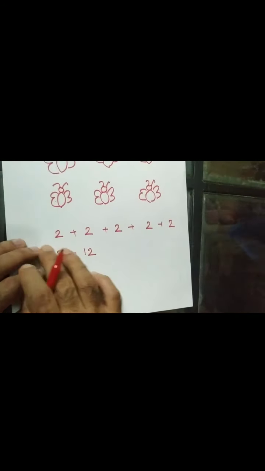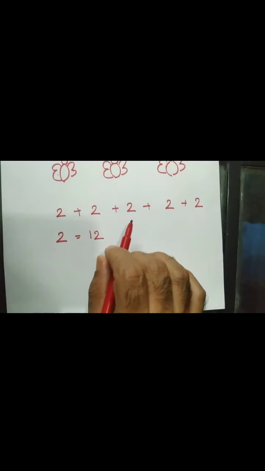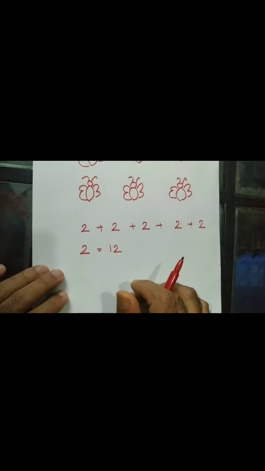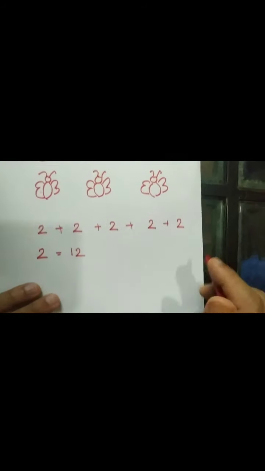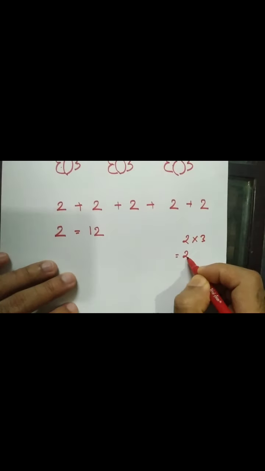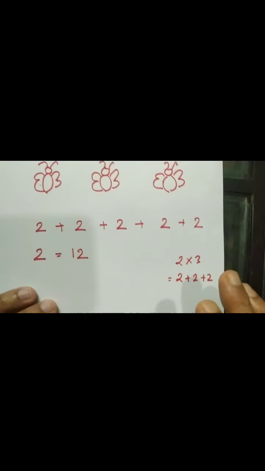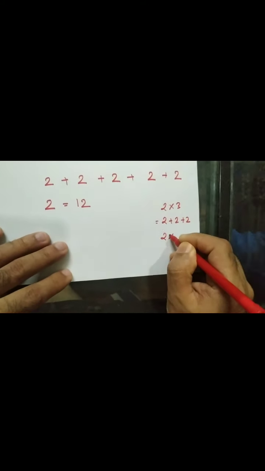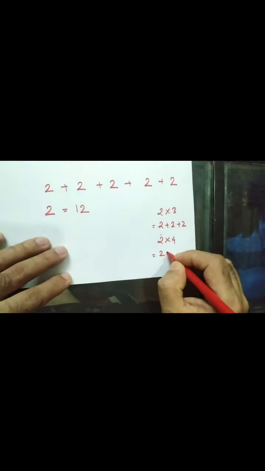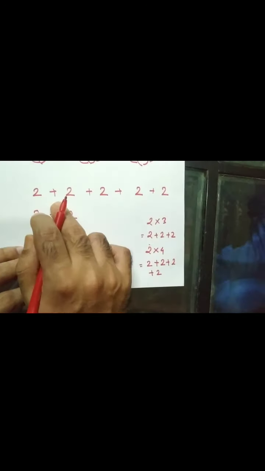As you can see, this addition is pretty long. You have added 2 six times. Is there any other way we can shorten our calculation? Well, that's exactly what multiplication does. What is multiplication? When I write, for example, 2 into 3, what does it mean? It simply means that 2 is added to itself, how many times? Sorry, 3 times. When I multiply 2 with 4, what does it mean? It means this 2 is added with itself 4 times. So let's use this idea over here.